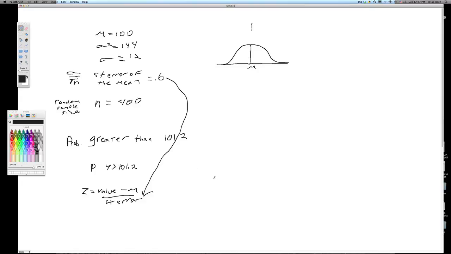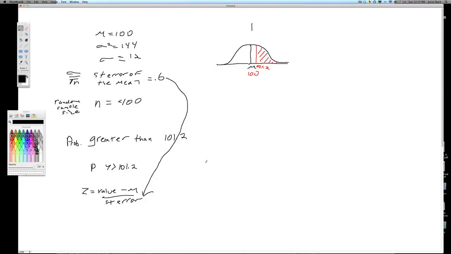So for my z, let me draw a picture first really quick. It always helps to visualize this. If my mean is 100, I am looking for the probability of this score, 101.2. I need to find out the probability that a score is greater than this.